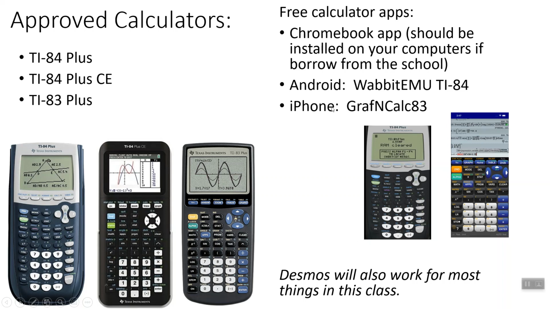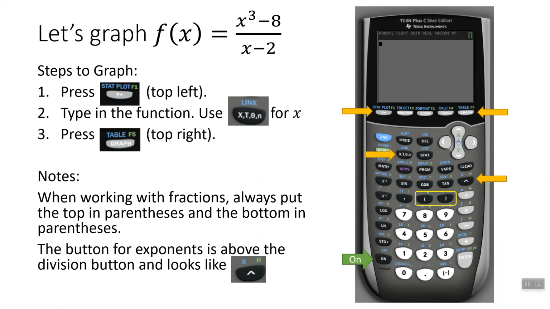Right, you can also get the Wabbit Emu for iPhone if you want, but you have to pay like $5 for it to work. All right, you can also use Desmos for most of the stuff that we're going to do in this class. If you're in AP Statistics, Desmos isn't going to work for you. But for calculus, most of the stuff we're doing is graphing related, and Desmos can do pretty much all those things. And it is also free.